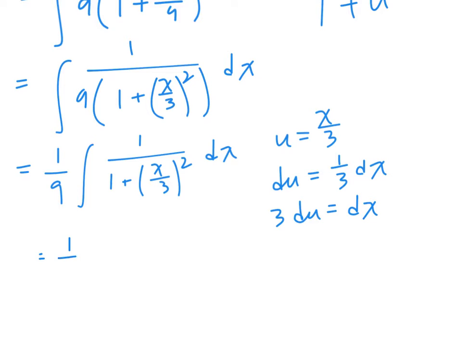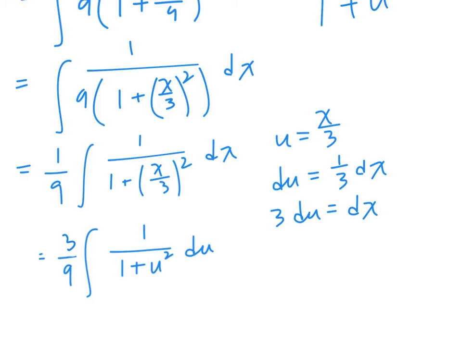So 1/9 stays. 1 over 1 plus, and x over 3 is u, so this is 1 over 1 plus u squared du. And then I have a 3 I need to put in the front. So I'm going to put that 3 here. Are you guys still with me? Yes. Okay, those of you who are just kind of copying everything down, please try to think about it while you're copying it down. That way, if you have any questions, you can ask me right away.